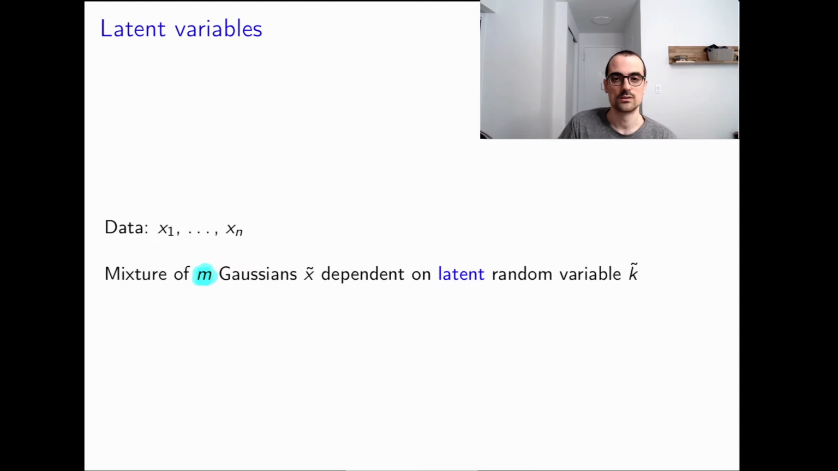Anyways, okay, so if we want to fit a Gaussian mixture model and we don't have access to these discrete random variables, what we're going to do is introduce them into the model and jointly estimate them together with the other parameters of the model. That's what we're going to do.